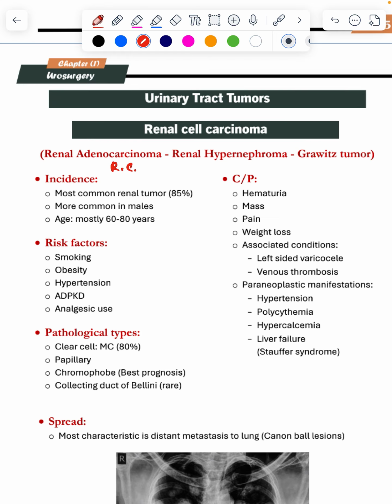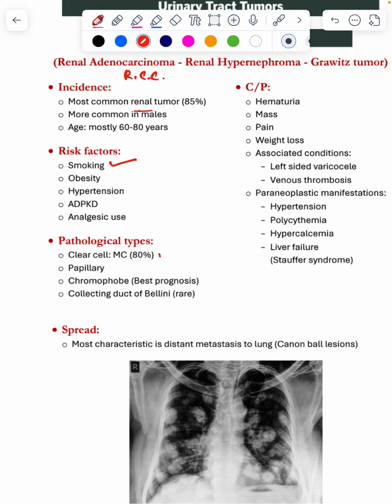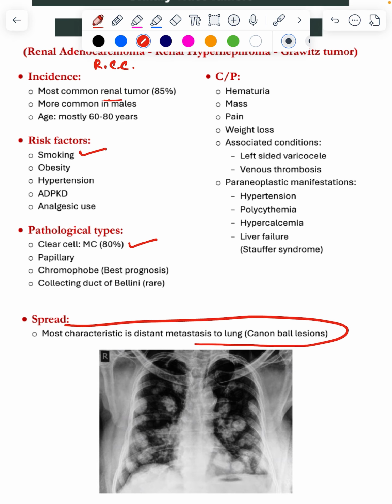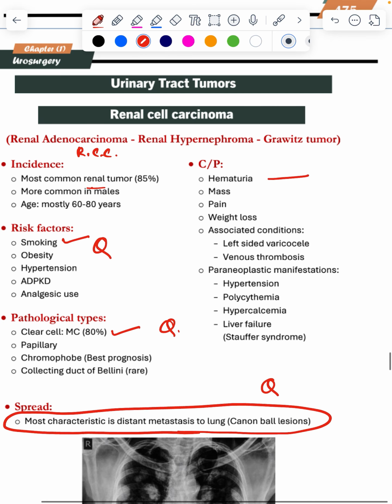So tumors of the urinary tract, renal. It is also called renal cell carcinoma, adenocarcinoma, hypernephroma, Grawitz's tumor. These are the different names. Most common renal tumor is renal cell carcinoma. Then risk is smoking. This is coming. Then clear cell, most common among these. Spread is to lung metastasis, called cannonball. This is a question, this is a question, this is a question.